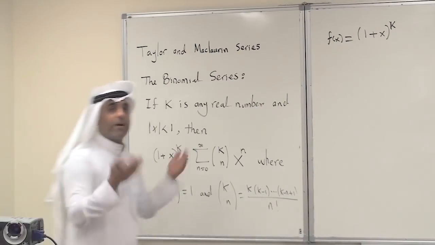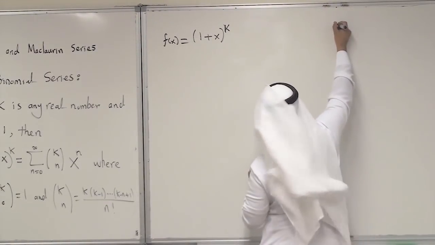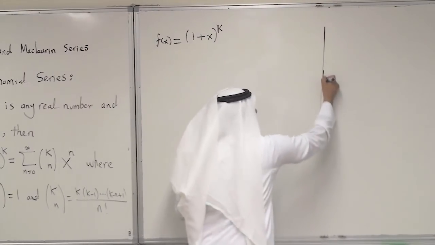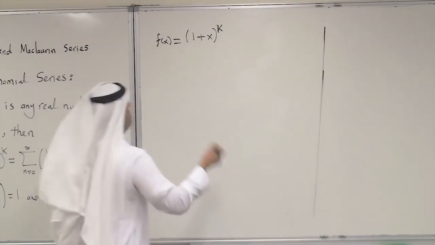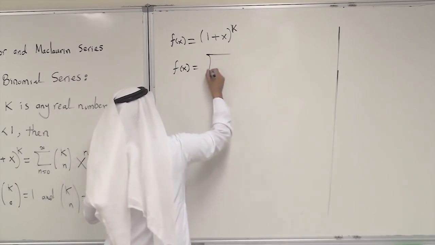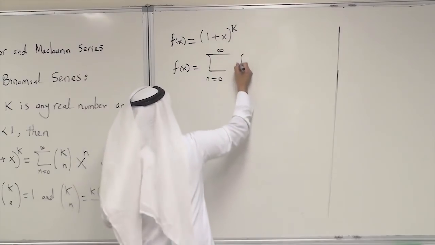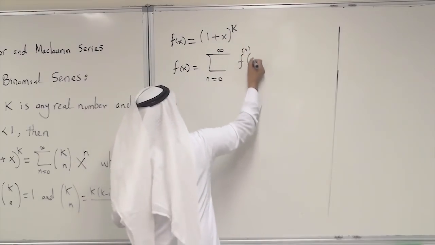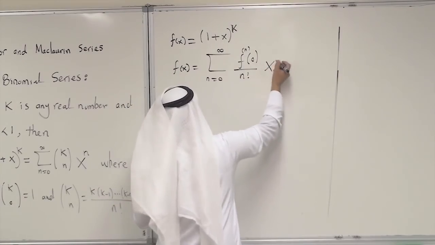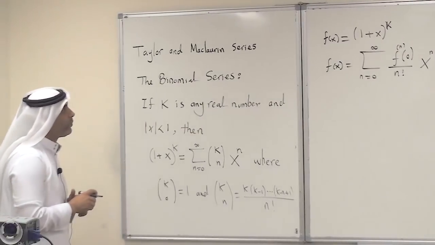How to find the Maclaurin series representation of this function? Simply, what I need to do is find the nth derivative and evaluate at 0. That's exactly what we need to do. So we just use the definition of the Maclaurin representation, the sum from n equal to 0 up to infinity of f to the n at 0 divided by n factorial, times x to the power n. That's exactly what we have.